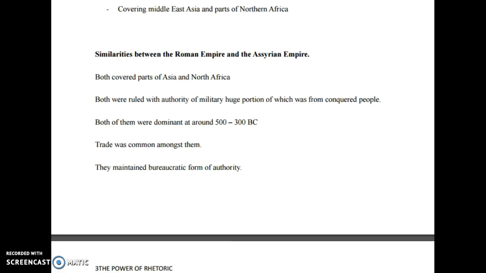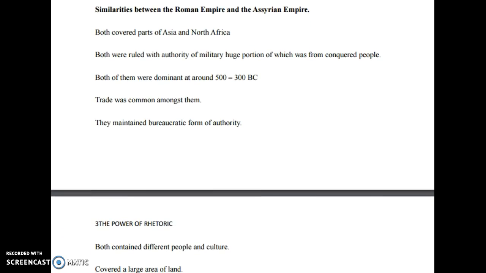So, having identified the two cultures, now it's time to understand similarities between the Roman Empire and the Persian Empire, or these two great cultures. Both covered parts of Asia and North Africa, apart from the Roman Empire that entirely covered Europe and then also covered Asia and North Africa. We find that the Assyrian Empire is also covering Asia and North Africa. So that is something similar in both cultures.